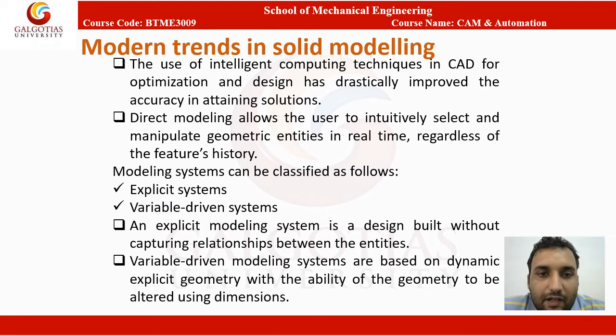Modern trends in solid modeling. The use of intelligent computing techniques in CAD for optimization and design has drastically improved the accuracy in attaining solutions. Direct modeling allows intuitive selection and manipulation of geometric entities in real time, regardless of feature history. Modeling systems can be classified as explicit systems and variable driven systems. An explicit modeling system is a design built without capturing relationships between entities. Variable driven modeling systems are based on dynamic explicit geometry, with the ability to alter the geometry using dimensions.